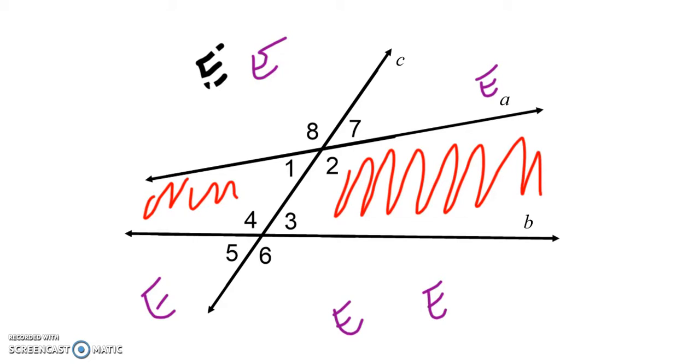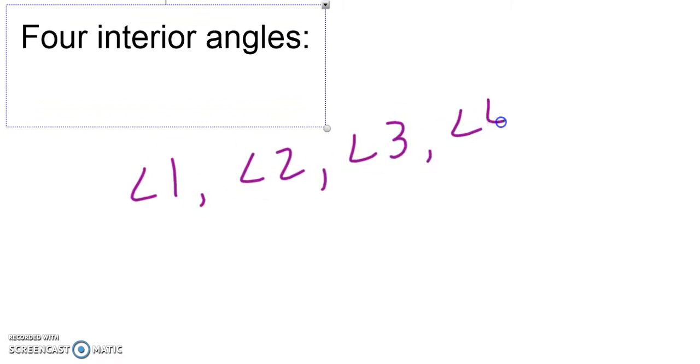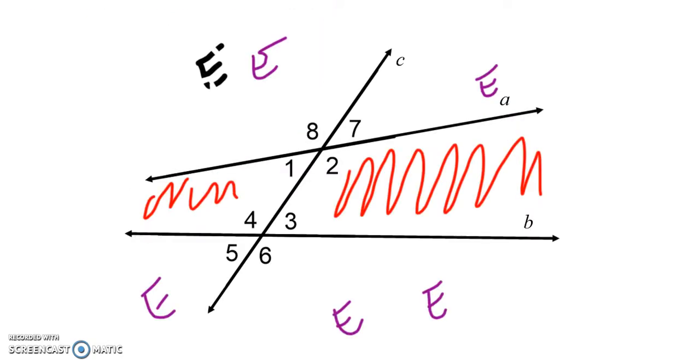So if I asked you on the paper to list the 4 interior angles, it would be angle 1, angle 2, angle 3, and angle 4. Those are your interior angles. Your exterior angles would be angles 5, 6, 7, and 8. They are on the outside of the two lines that the transversal intersects.